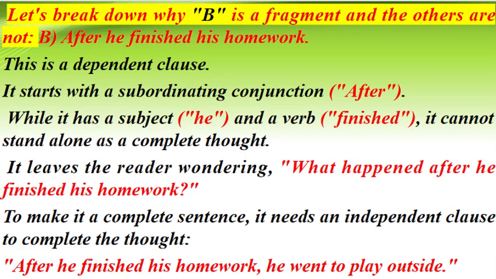a complete sentence. Let's break down why B is a fragment and the others are not. B. "After he finished his homework." This is a dependent clause. It starts with a subordinating conjunction, "after." While it has a subject, "he," and a verb, "finished," it cannot stand alone as a complete thought. It leaves the reader wondering, what happened after he finished his homework? To make it a complete sentence, it needs an independent clause. To complete the thought: "After he finished his homework, he went to play outside."